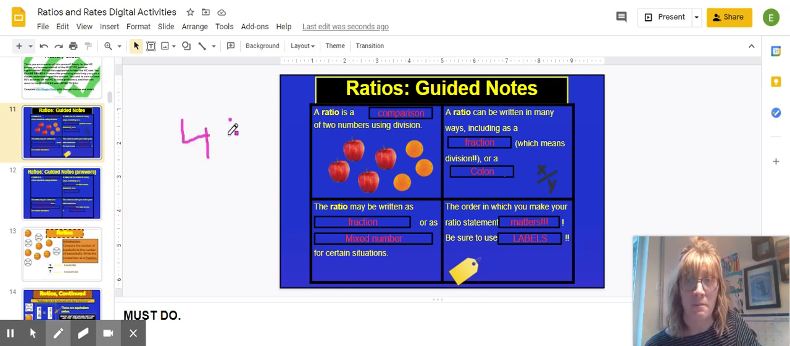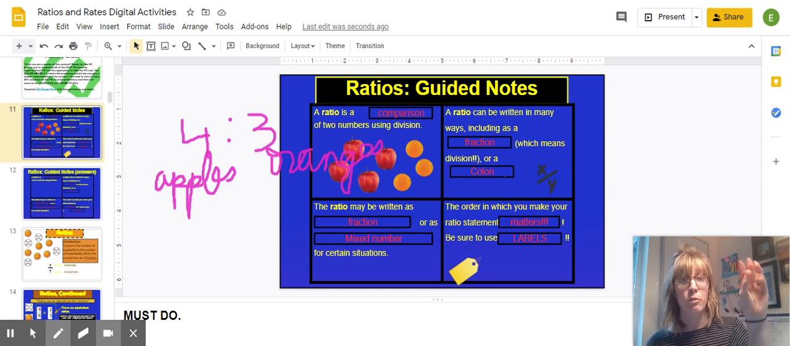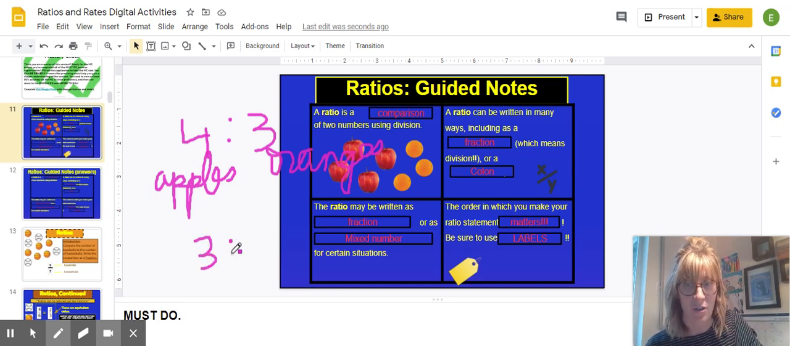You could write 4-to-3, but you want to make sure that you write that it's 4 apples to 3 oranges, right? Those labels matter because it would be very different if you said it's a 3-to-4 ratio. You can say it's a 3-to-4 ratio. That's totally legal to do.